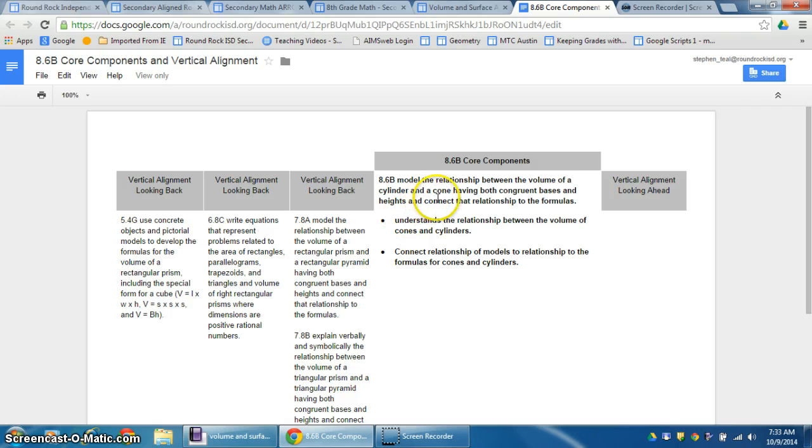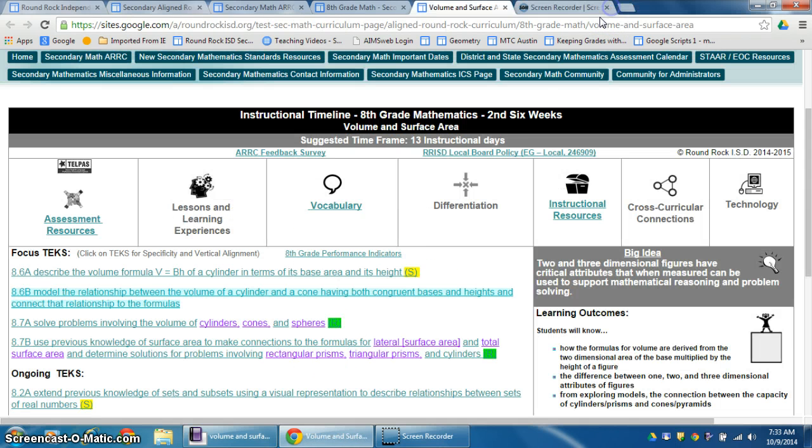So they want to make that relationship and model that. So it's a fun opportunity in class to get their hands wet, possibly. There are also some videos online that you can Google that just show that very succinctly. Connect those relationships. So when you look at those TEKs and think about the nuances of problems involving the volume and problems involving the lateral and total surface area, when you make sure you stay specific to the only shapes that are mentioned in the TEK, that will help you define very clearly what type of assessment questions, both formative and summative, that you'll need to use in conjunction with teaching this unit on volume and surface area for those 13 days.